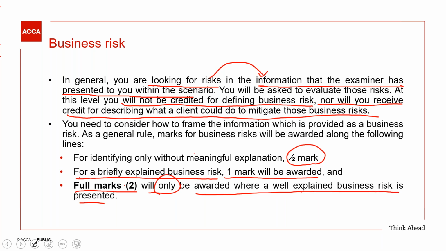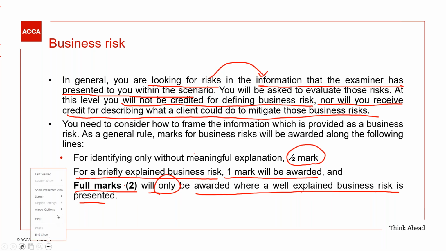Now, what are you aiming at? Are you aiming at half a mark, 1 mark, or are you aiming at 2 marks per risk? What's your aim? If you just identify a risk without a meaningful explanation, you get half. If you briefly explain the risk, how many marks will you get? 1. And if you fully explain the risk, a well explained business risk, 2.